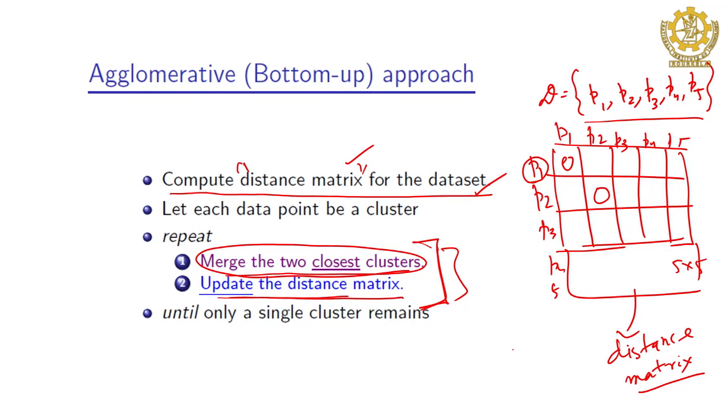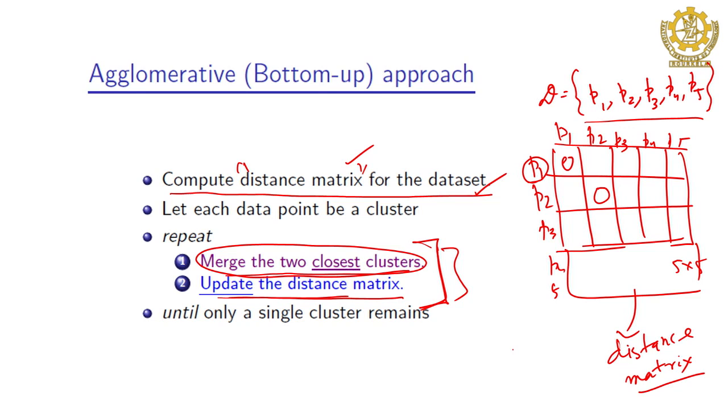The distance matrix represents the distance from one cluster to another cluster. After merging two clusters, the distance between one cluster and the others changes, so you have to update the distance matrix. How do you find the two closest clusters? You search the matrix and find the least entry, and that entry is nothing but the distance between two clusters.